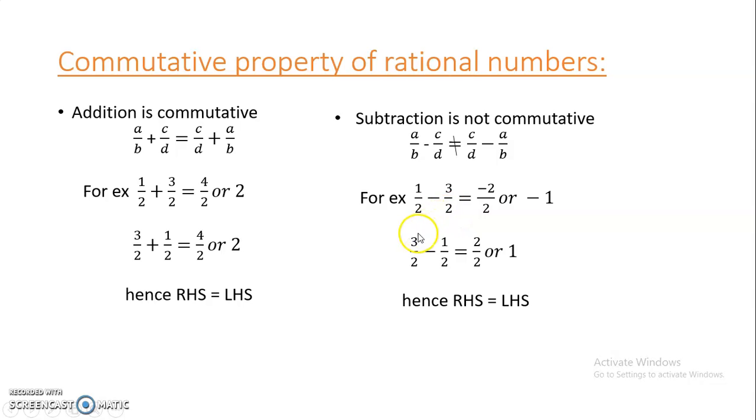And here we are changing the order of subtraction. So we have kept 3 by 2 first and then we are subtracting 1 by 2 from it. So 3 minus 1 will be 2, positive 2, and just copy the denominator as 2, so the result is 1. Now you can clearly see that minus 1 is not equal to this 1. Okay, so this RHS is actually not equal to LHS, and hence subtraction is not commutative.